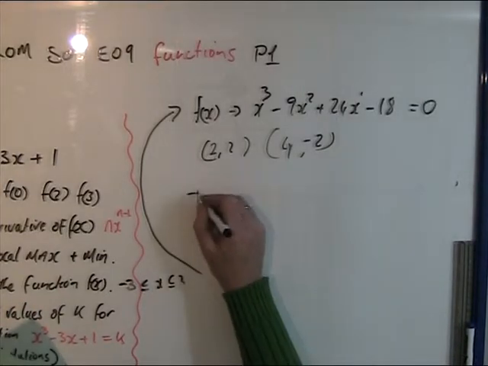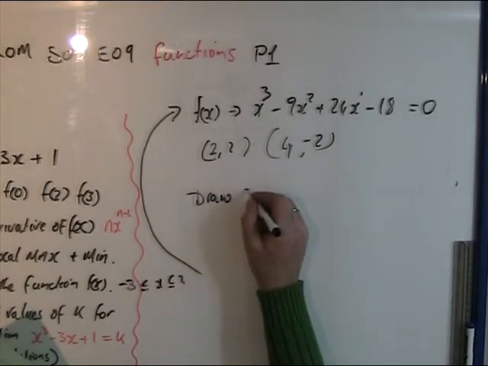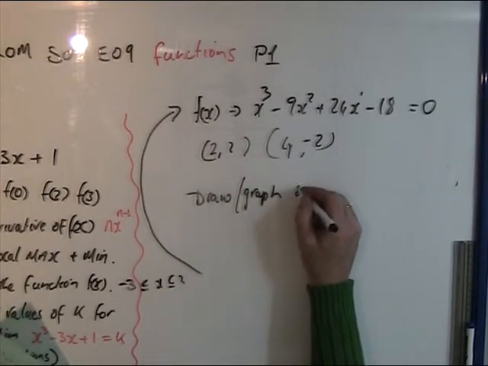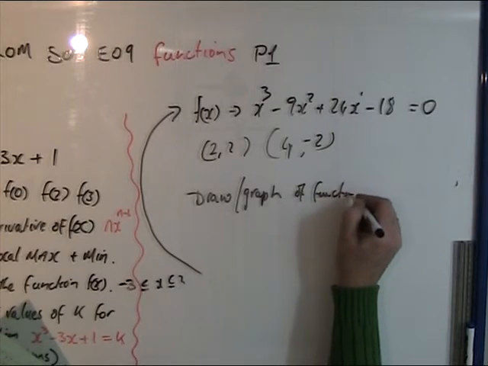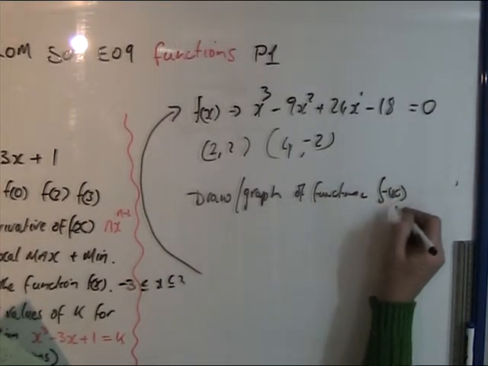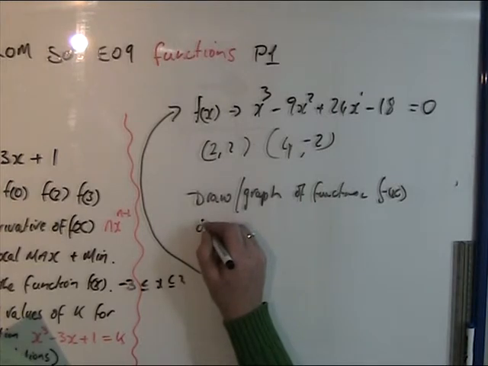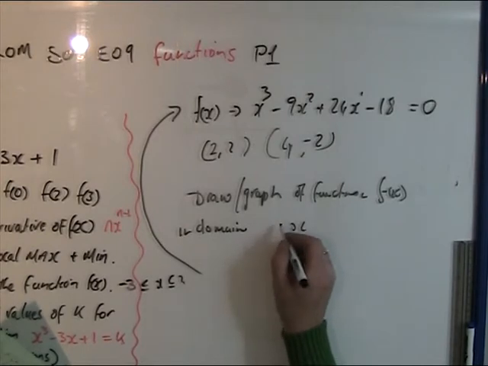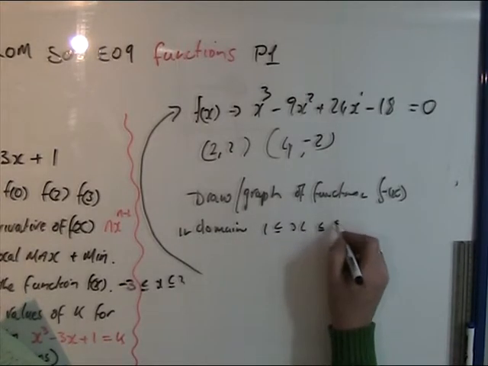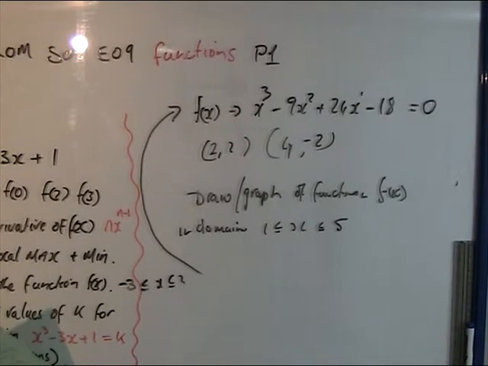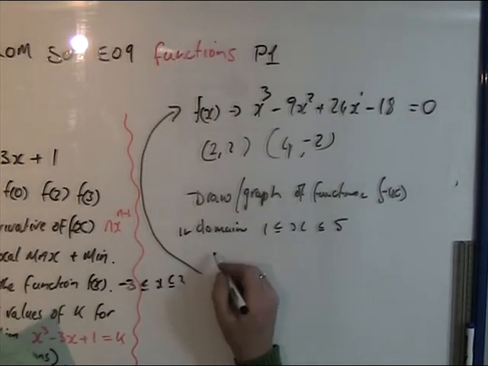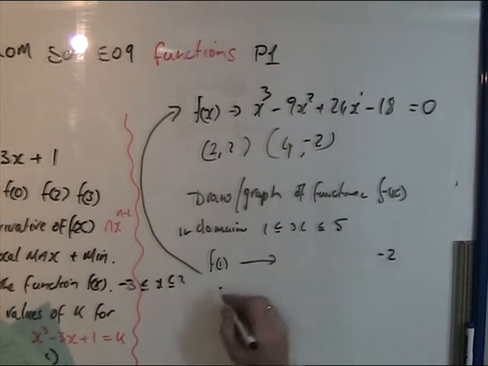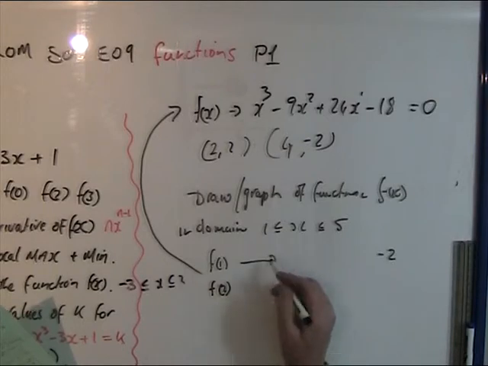The next part of the question says draw a graph, draw the function, or illustrate the function f of x. They always remember to specify the domain. This is telling you the domain of x: x is greater than or equal to 1 and less than or equal to 5. So I put in my values again. I put in f of 1 and go along the equation, and the answer is minus 2. I put in f of 2 into my original equation.